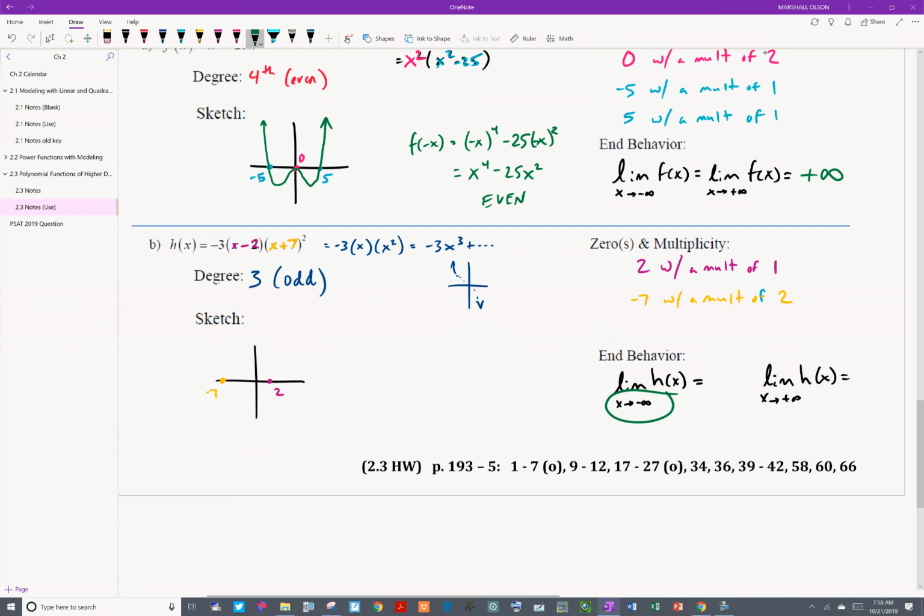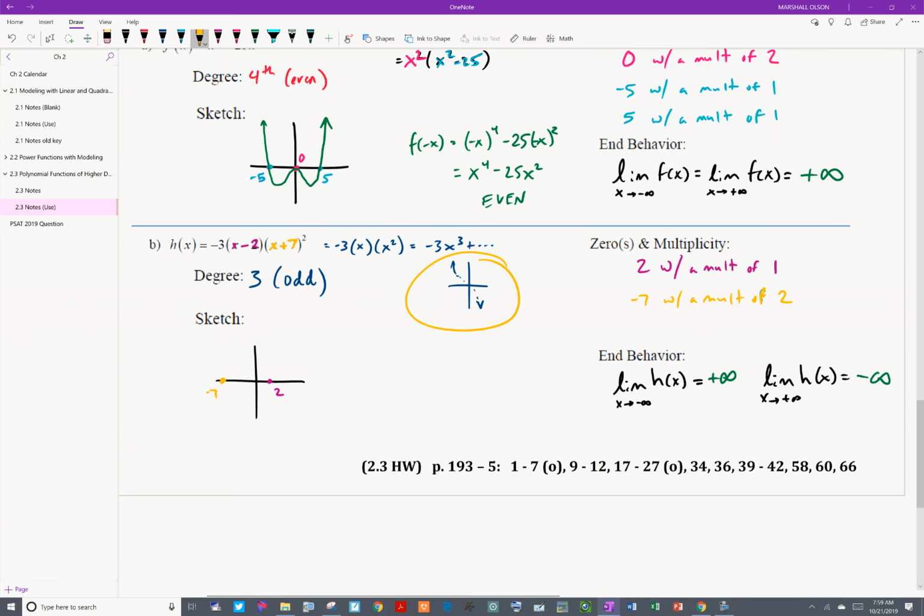So without even doing the sketch, I could actually do the end behavior right now and say, as we go left, it goes up. As we go right, it goes down. And we haven't even done the sketch of the graph yet, just this simple little end behavior sketch right there. So our zeros are easier to get in this one because it's already in factored form, so we have that x minus 2 giving us 2 with a multiplicity of 1, and then that x plus 7 gives us -7, but because of the exponent of 2, it's an even multiplicity of 2, so we're going to be tangent there.